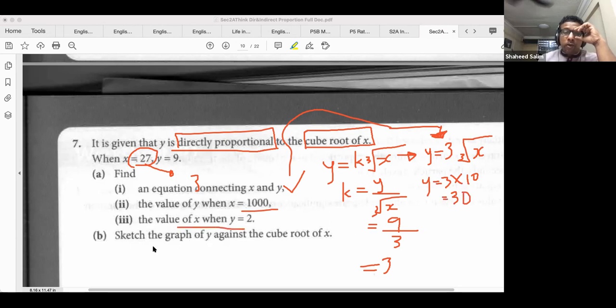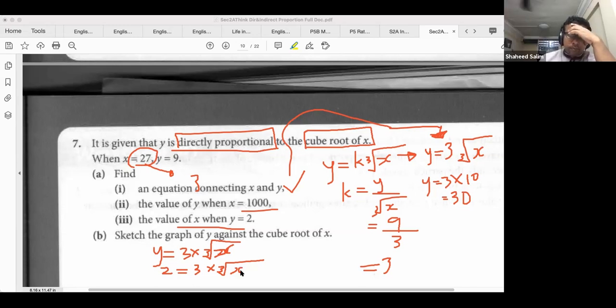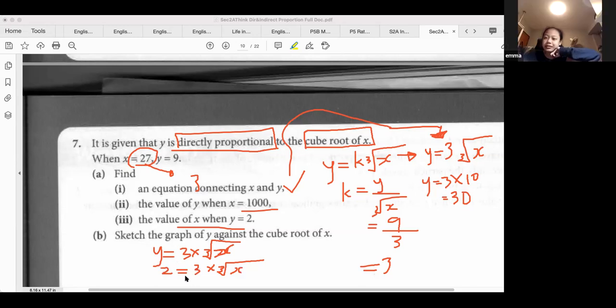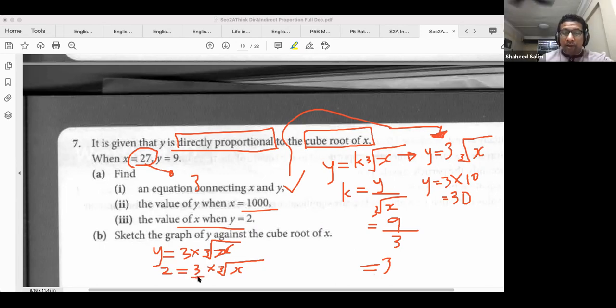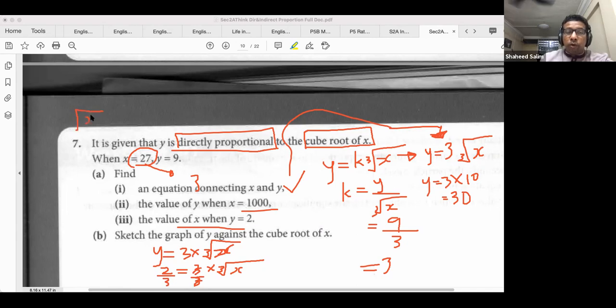Now we try again. Y equals 3 times cube root of X. Now, we do not know what X is, we know what Y is. So we put Y here, 2. So what are you going to do? You divide by 3. So now you have cube root of X equals 2/3.